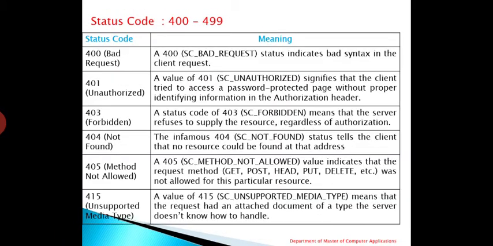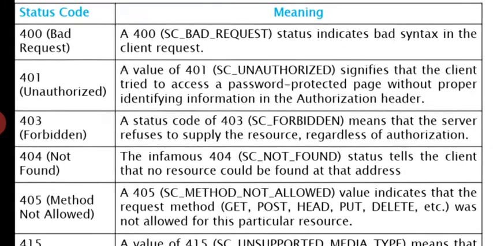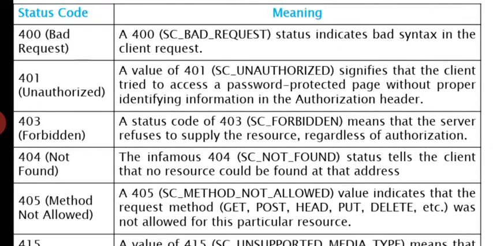Next is 400 to 499, which is about page not found and client errors. We'll see the different status codes of the 400 series. 400 Bad Request, SC_BAD_REQUEST, indicates bad syntax. 401 Unauthorized signifies that the client is trying to access a password-protected page without proper identification, without giving an authorization header. 403 Forbidden means the server refuses to supply the resources.